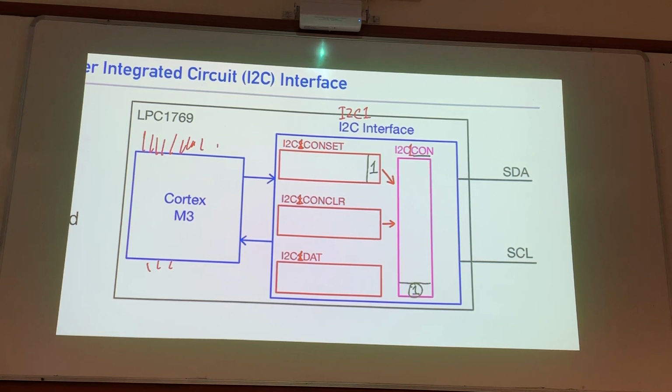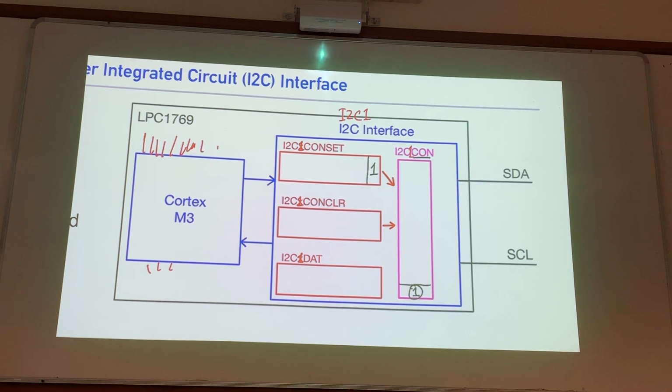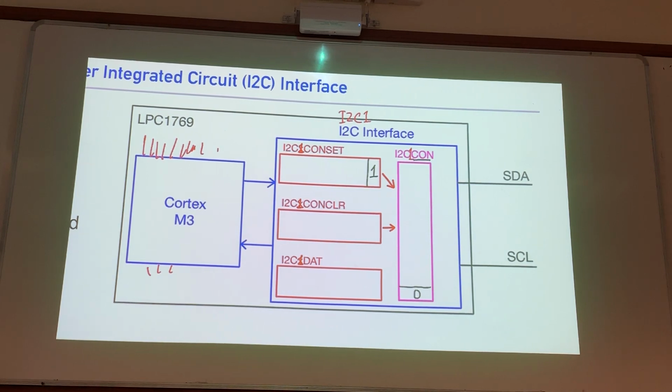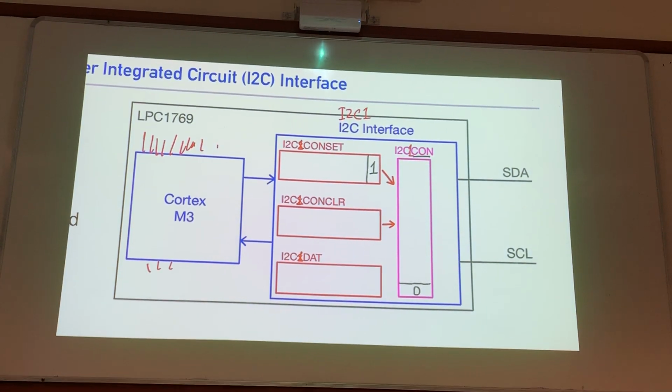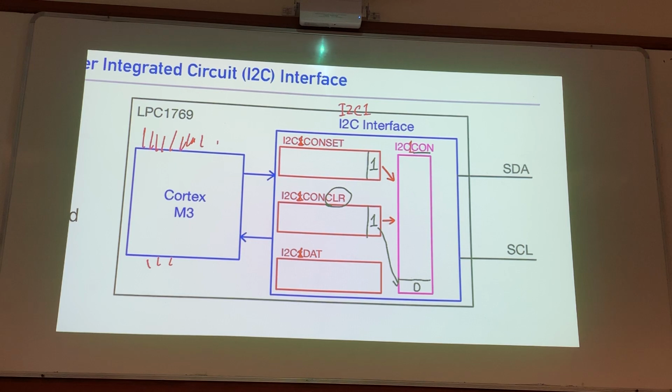Okay, and let's say if you write 0 here, there will be no effect. Then let's say I don't want to write 1 here, I want to write a 0 here. How to do it is you use a clear register. If you write a 1 here, basically you are writing a 0 to your control register.